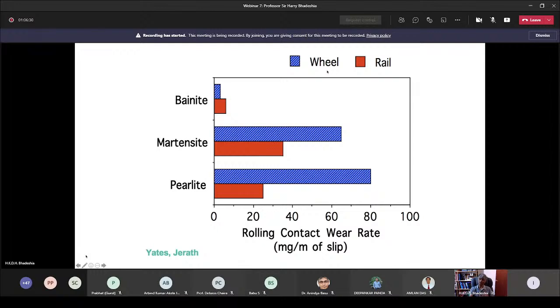So you have to think about the wear on the wheel and the rail as well, because if you design a rail which has zero wear but causes a lot of wear on the wheel, then people are not going to be happy.